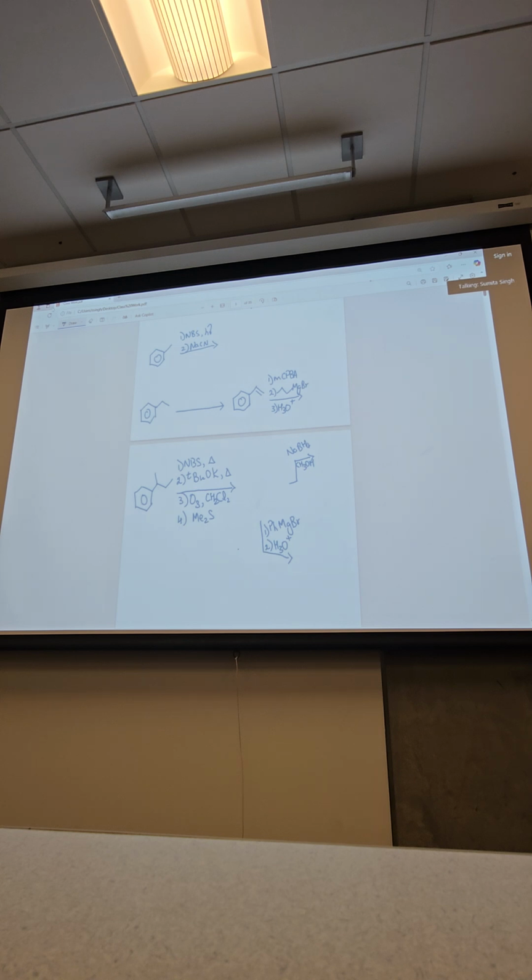And then you can take it, do this one. It goes to the less substituted, right? Which is the trickiest part. Less substituted or more substituted? I think the less.